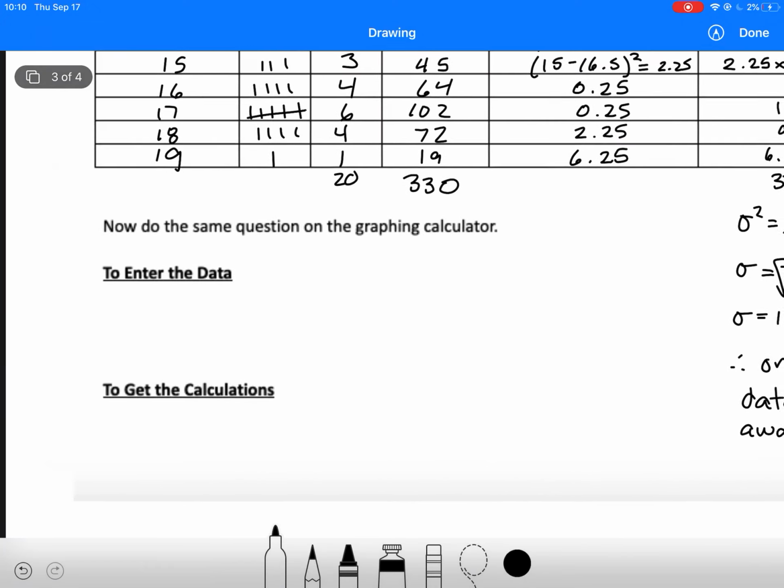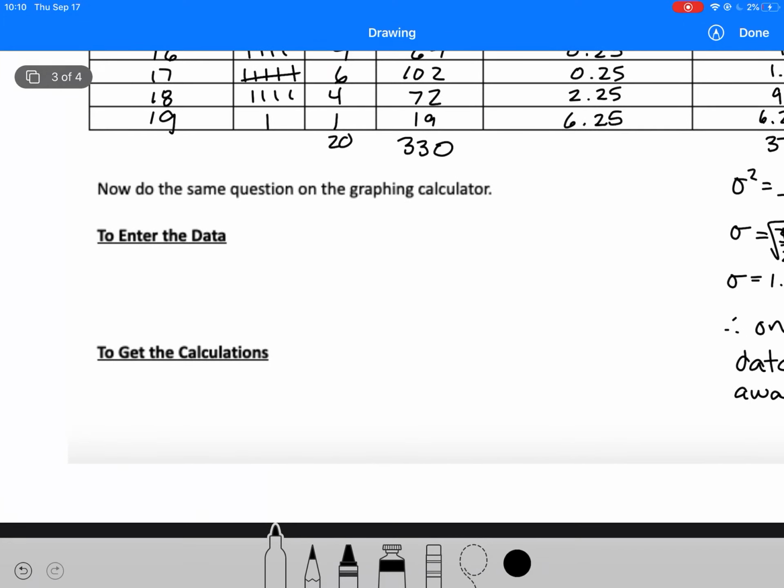Okay. So you can see as your data set gets bigger and more complicated, it's challenging to do by hand. So you want to be familiar with doing it on your graphing calculator. So the first thing you need to do would be to enter the data. So you'd press stat, enter. Your data point is going to go in your L1 column. Your frequency is going to go in your L2 column.